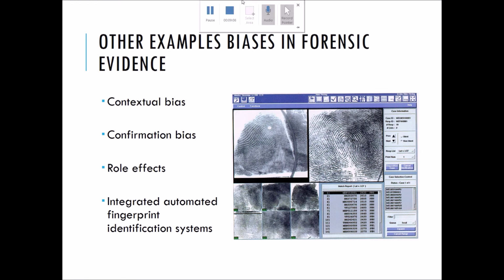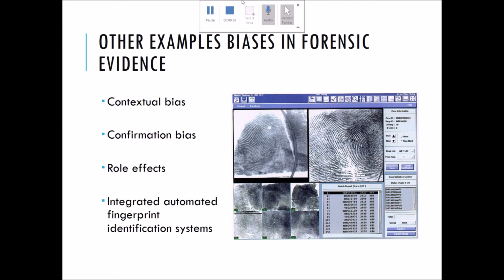There's also a few more here. So you've got contextual bias. So you may want to add some of these into your notes. So contextual bias occurs when irrelevant contextual information about an event or the way in which some information is presented might influence your reasoning. So sometimes kind of details about the crime or background information about the suspect may affect your decision making.